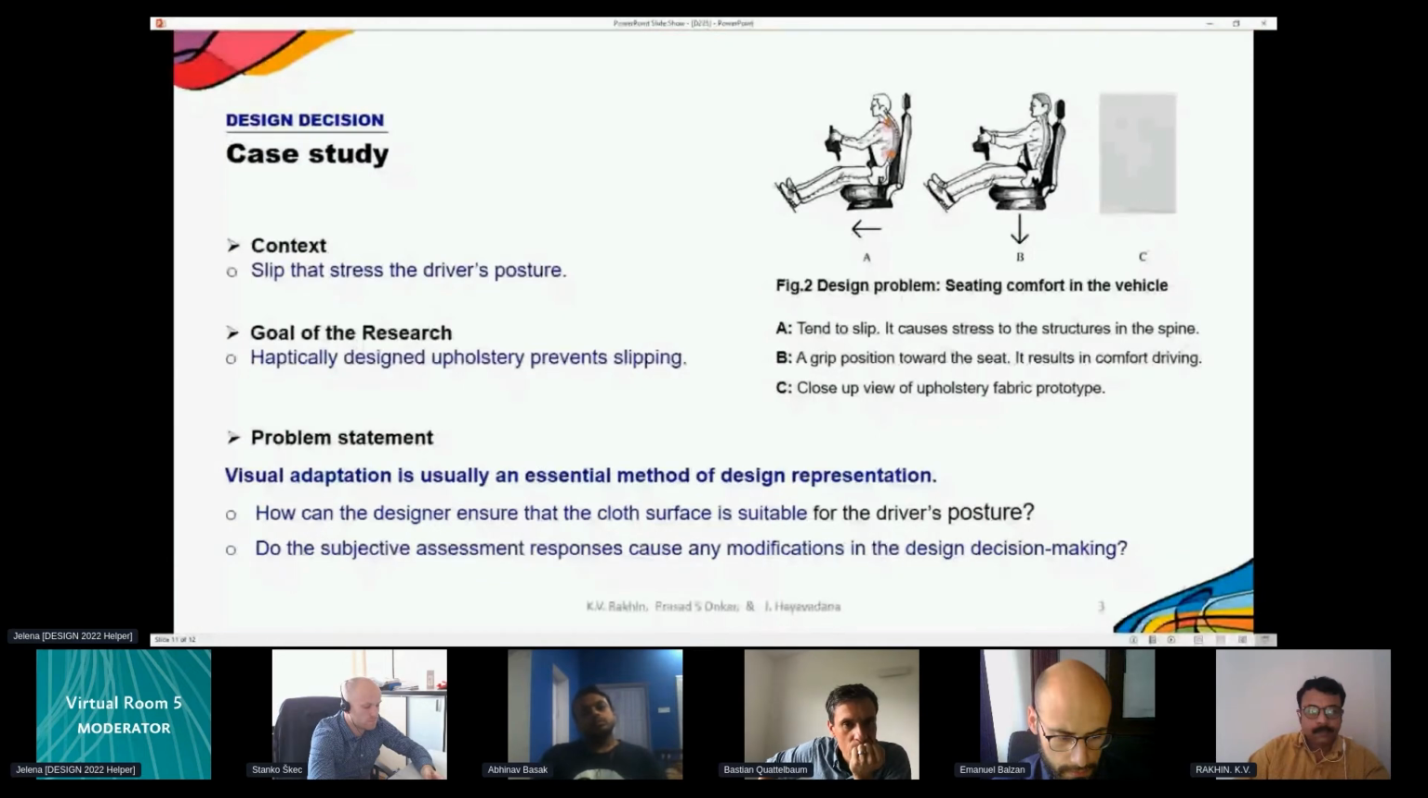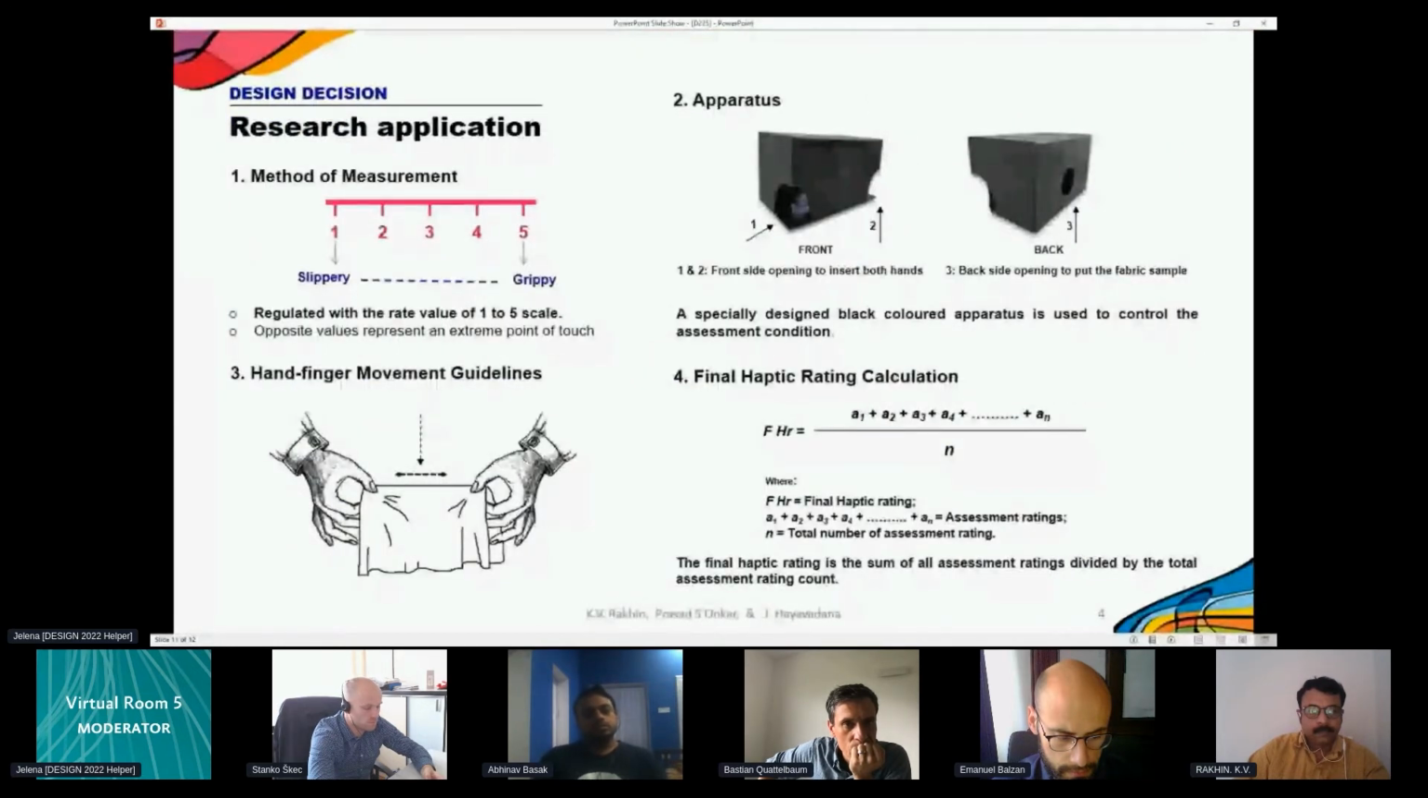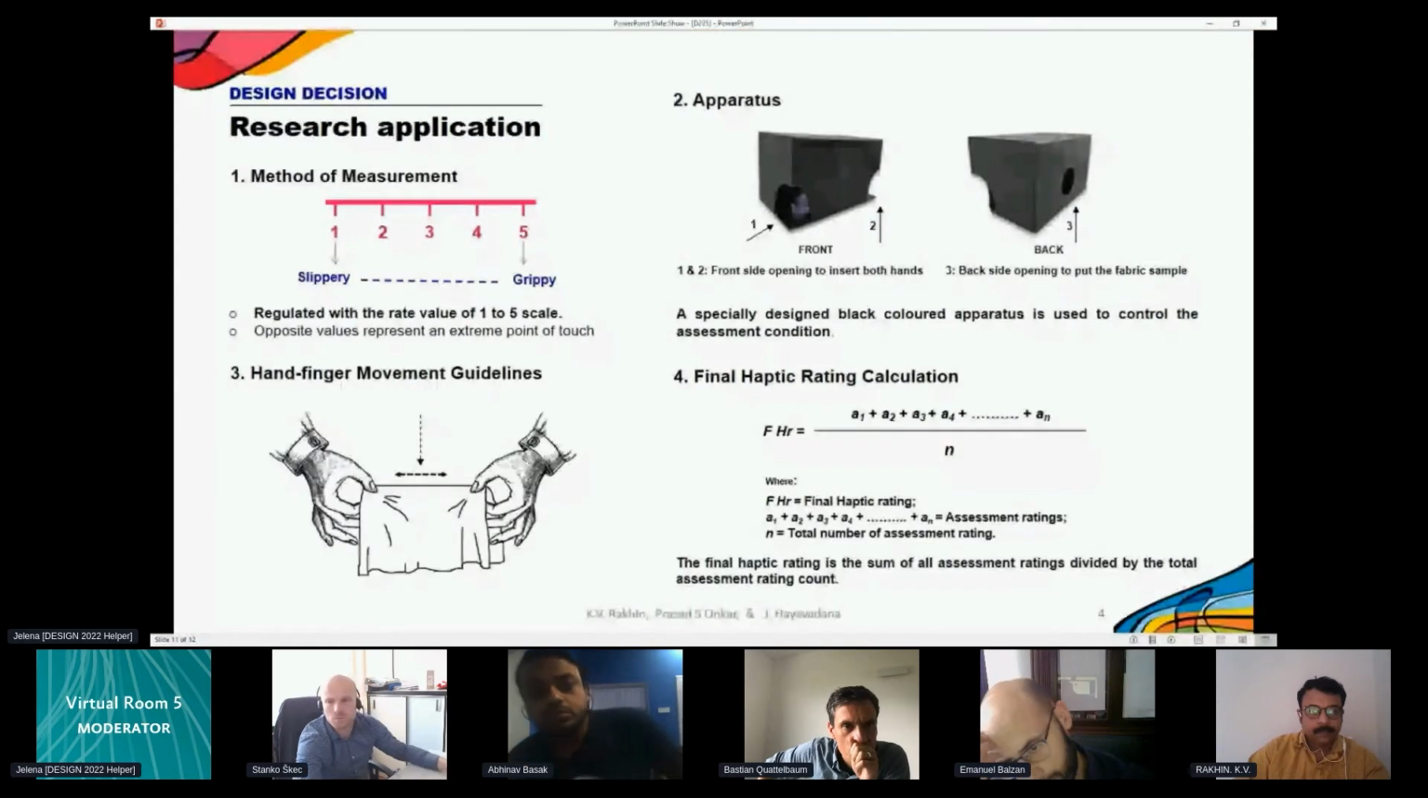Next, I focused on how case study research can be applied in practice. We developed a 5-stage haptic rating process. First, the measurement method. The semantic differential method makes it possible on a 1 to 5 scale. For example, 1 is considered extremely slippery, while 5 is extremely grippy.